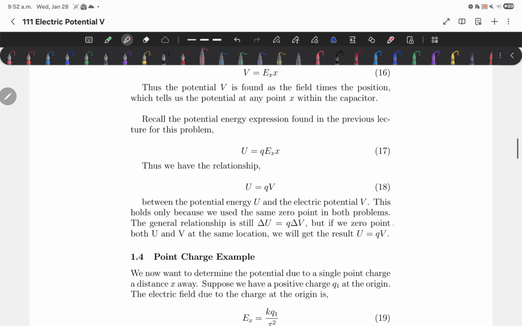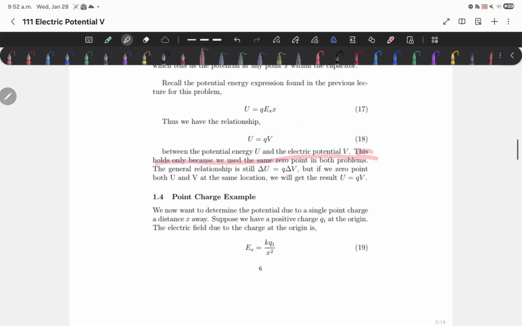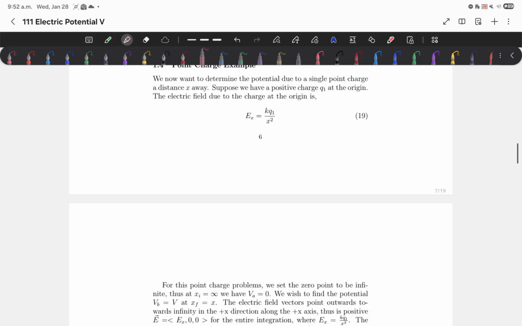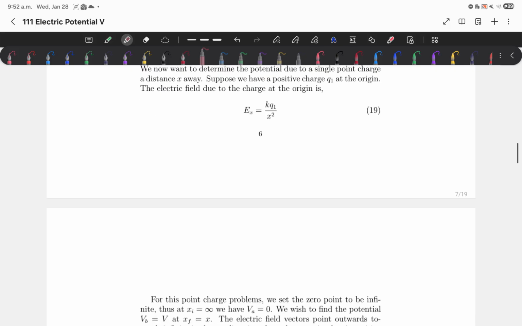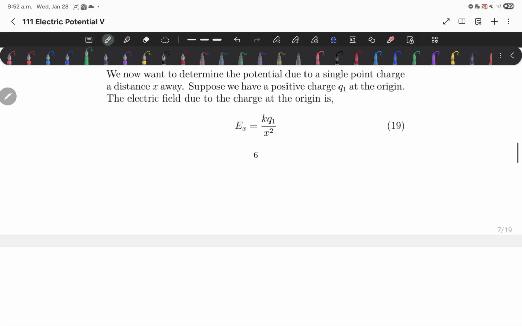Let's do another example. Let's do the point charge example. Point charge example, this is an important one. Basically, this is the same. Again, these examples we're doing right now are identical to what we did last class, except we're doing field instead of force. Right? Delta U is related to force, delta V is related to field.